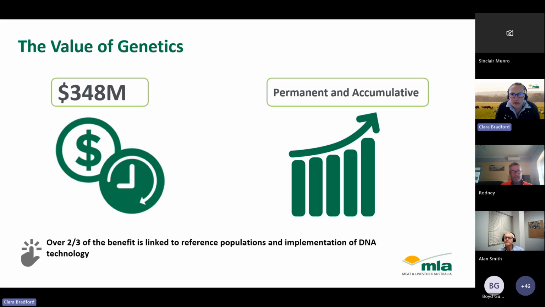And so since 2016, we modelled that over a 25-year time horizon because genetics obviously is permanent and cumulative, which means it has an impact over a number of generations. We mapped that out for 25 years, and we're predicted to have an impact of 348 million. Now, as you saw in that pie graph, over two-thirds of that benefit is linked to our reference populations and the implementation of DNA technologies, which is really good to see that flow through to industry is actually having real benefit.